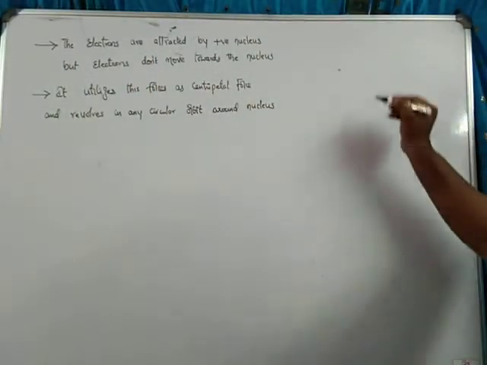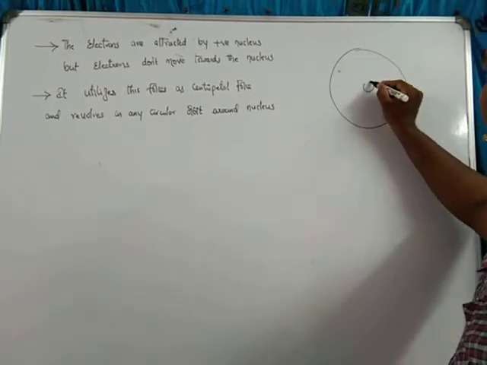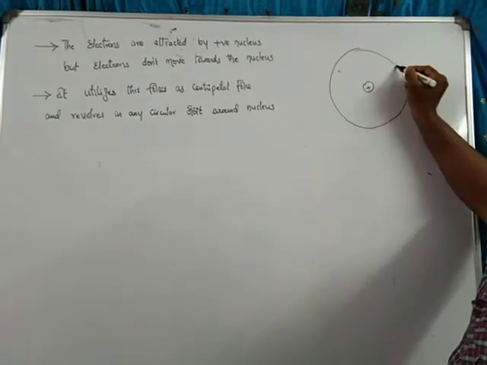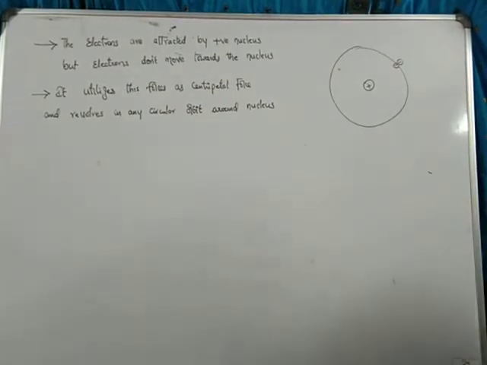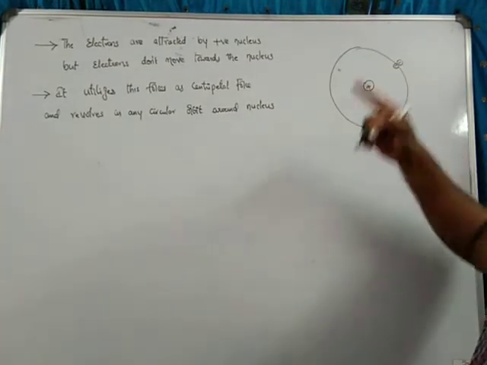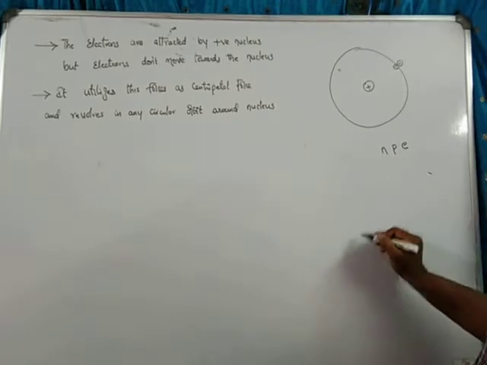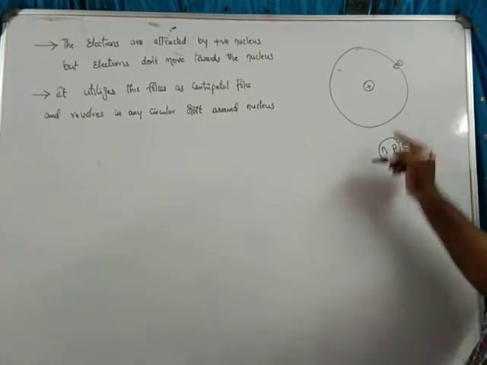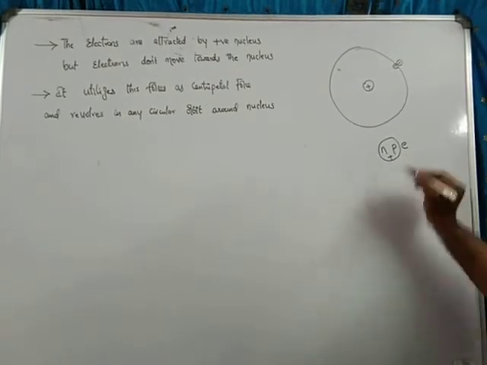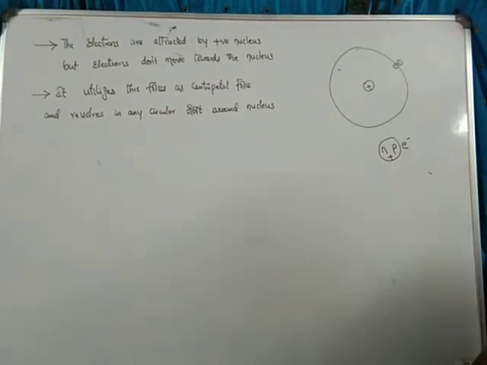Generally we stated that at the central point we have a positive nucleus, and the electrons revolve in a circular path. So already we know about the atom. In it we have three particles: neutrons, protons, electrons. Neutrons and protons are placed at the center, the nucleus, which is positively charged. Electrons are revolving around the nucleus, which is negatively charged.